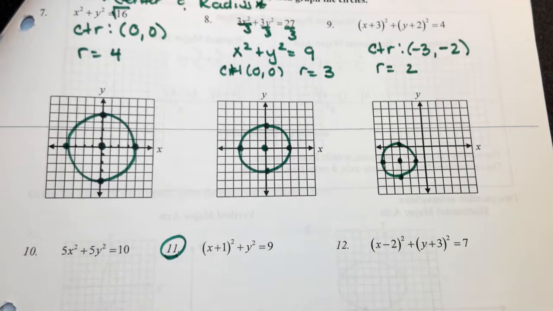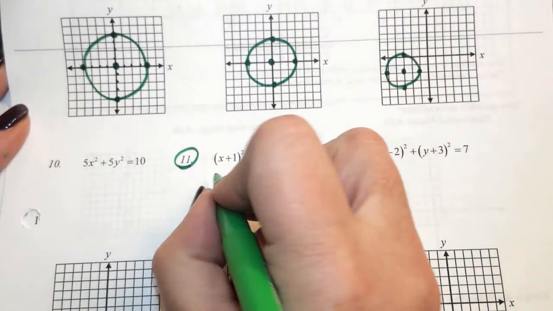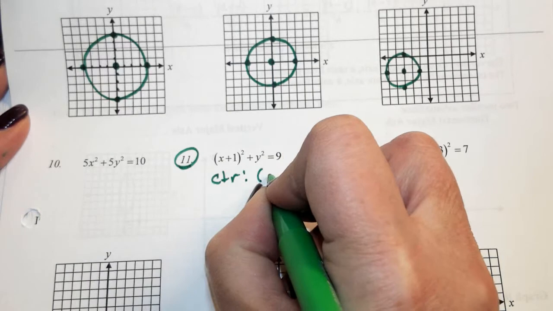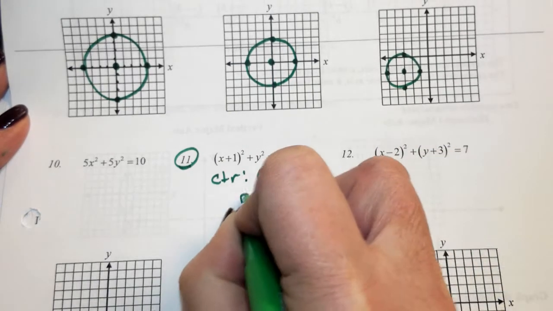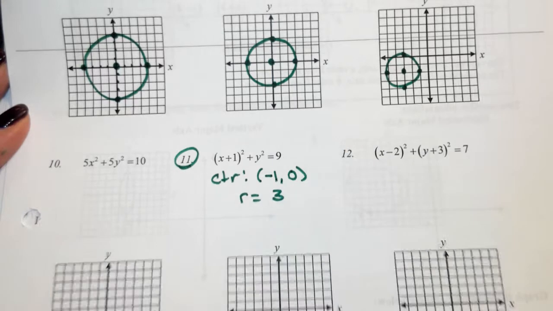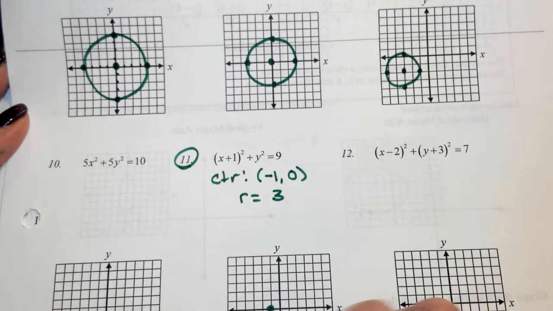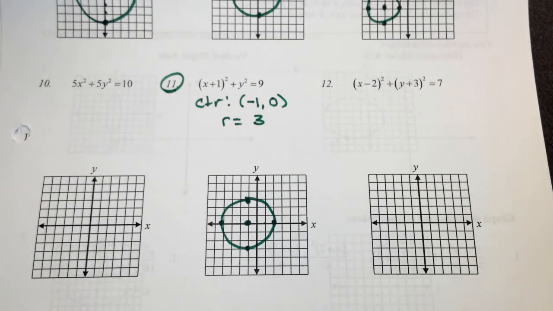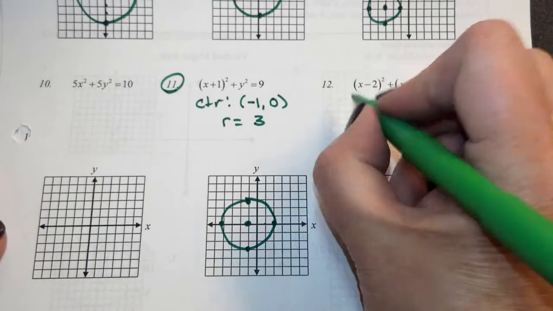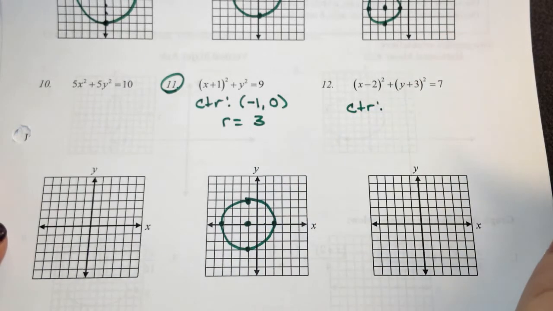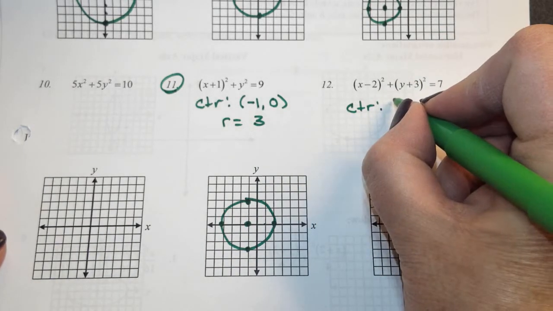Look at number 11. What's the center for number 11? The center is going to be what? -1, 0. And then what's the radius going to be? 3. So again, I'll plot -1, 0. Go to the right 3, left 3, down 3, up 3. Okay. So any questions on 11? Let's take a look at number 12.